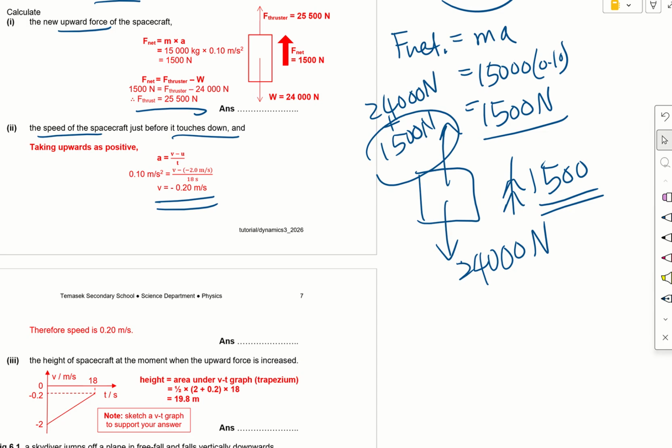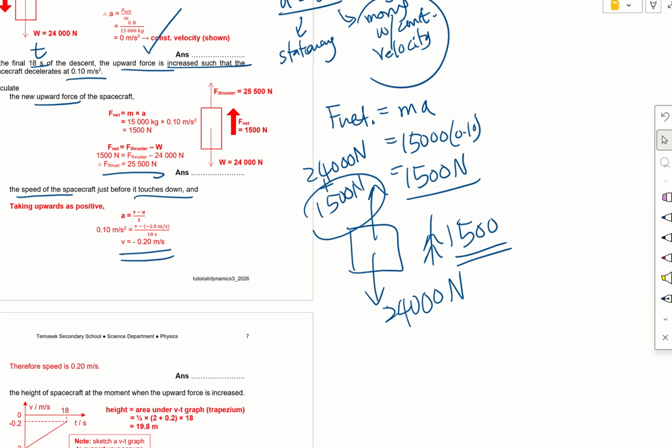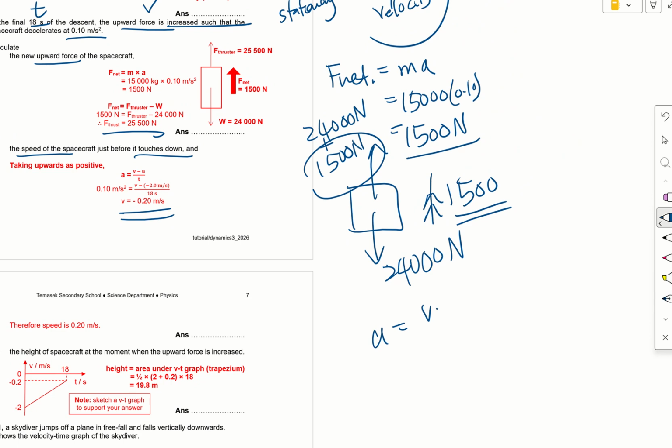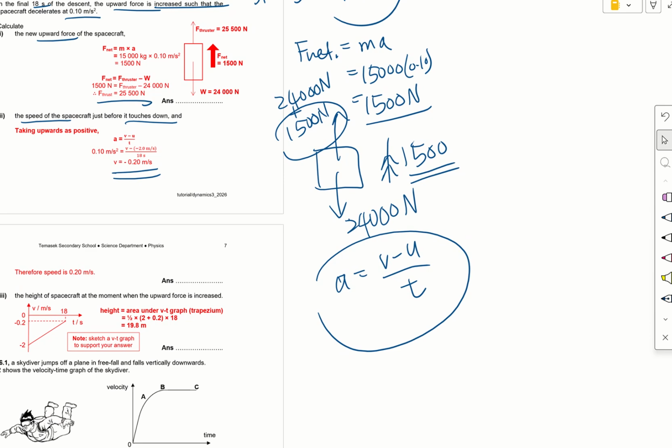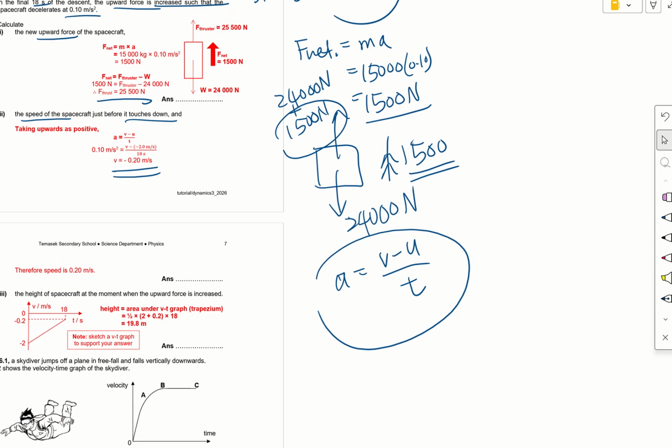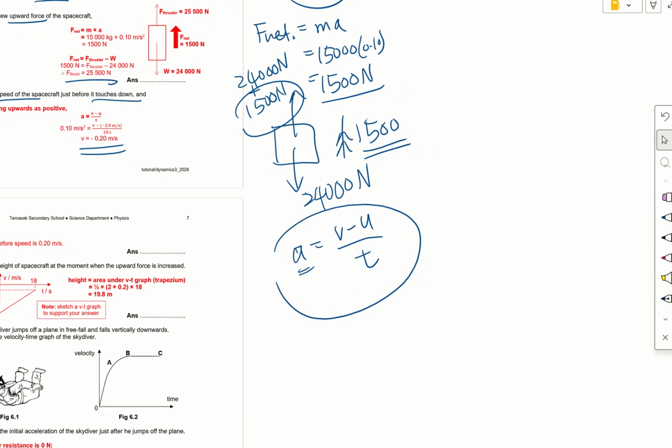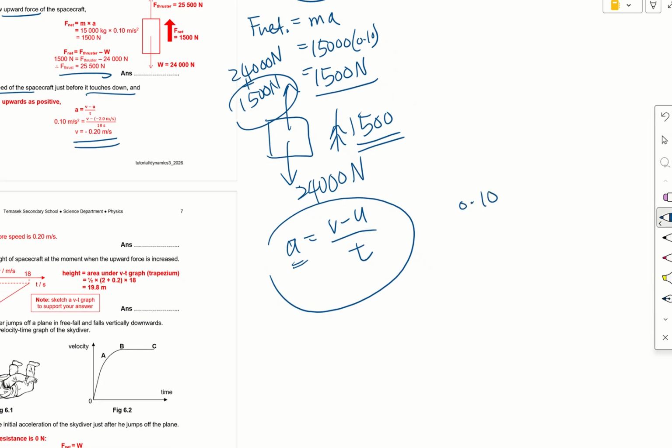And since it was decelerating, we had an initial speed, so we should use a equals v minus u over t. This formula came about when we were doing kinematics, and I mentioned before that the connecting concept is the acceleration, because in kinematics you talk about acceleration. In dynamics too, you have your F net equals ma. Both have the same acceleration, so they can be lumped together. So we have the acceleration as 0.10, or if you want, you can put it as negative.